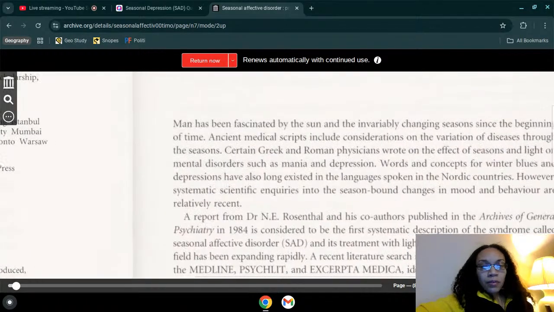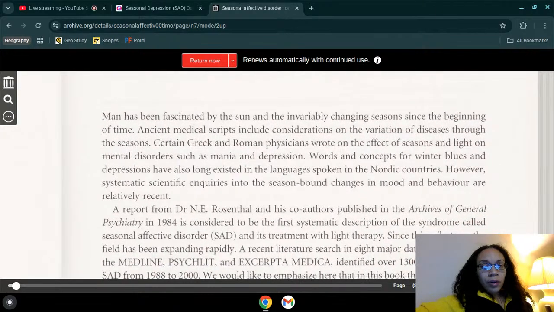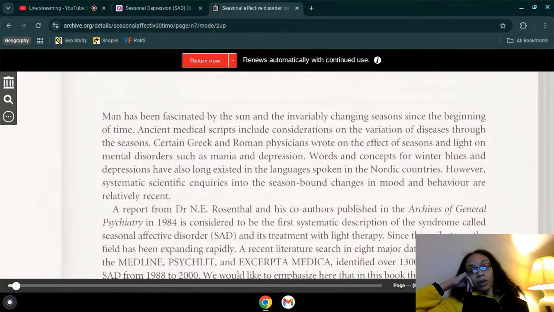Man has been fascinated by the sun and the invariably changing seasons since the beginning of time. Ancient medical scripts include considerations on the variation of diseases through the seasons. Certain Greek and Roman physicians wrote on the effect of seasons and light on mental disorders such as mania and depression. Words and concepts for winter blues and depressions have also long existed in the languages spoken in the Nordic countries. However, systematic scientific inquiries into the season-bound changes in mood and behavior are relatively recent.